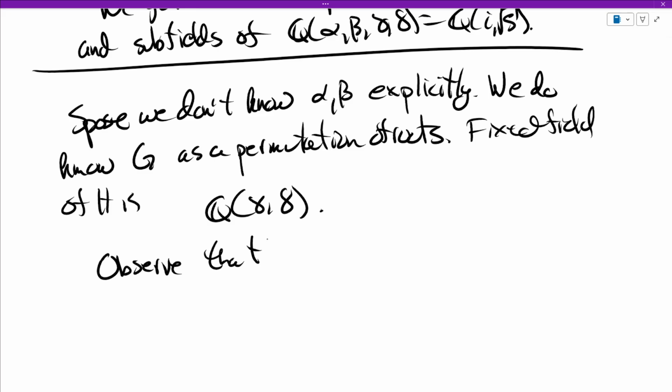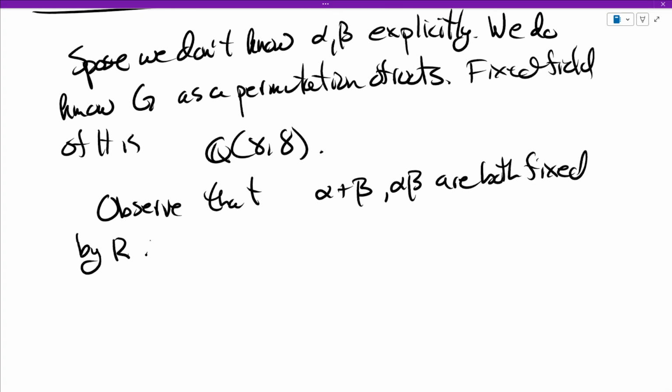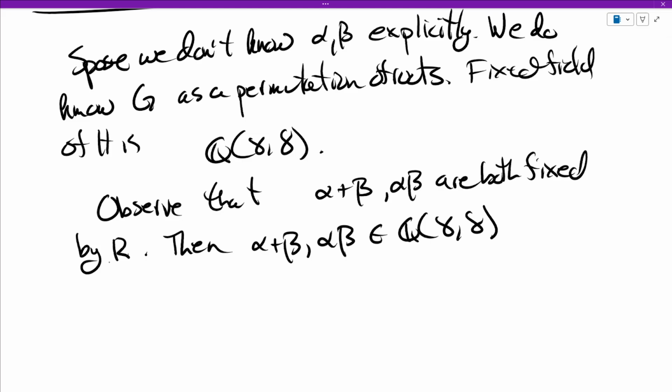All right, let's observe that alpha plus beta and alpha beta are both fixed by this element R, which generates H. Because what does R do? R interchanges alpha and beta. If I interchange alpha plus beta, I again get alpha plus beta. And if we do that to alpha times beta, we again get alpha times beta. So this tells us that alpha plus beta and alpha beta, these products, are actually in the fixed field of H because they're fixed by R. That's what it means to be fixed: you're in this field.